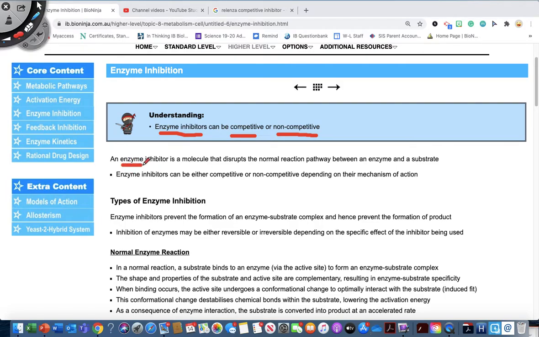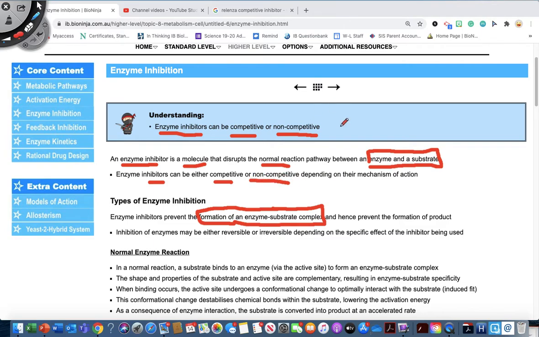So what is an enzyme inhibitor? Well, this is a molecule that disrupts the normal reaction pathway between an enzyme and a substrate. So in other words, it's going to prevent the formation of an enzyme substrate complex in some way. Okay? So we said that the enzyme inhibitors can be either competitive or non-competitive. So we're going to see how they work in just a moment.